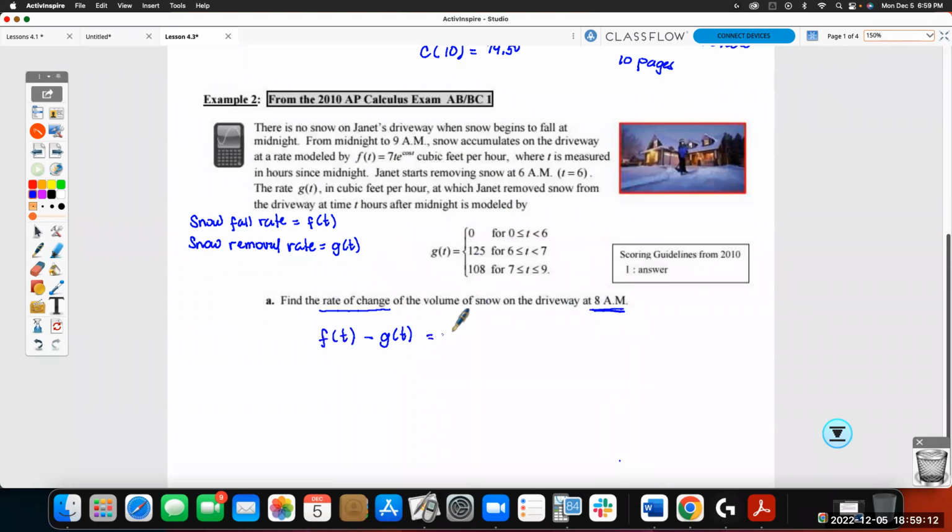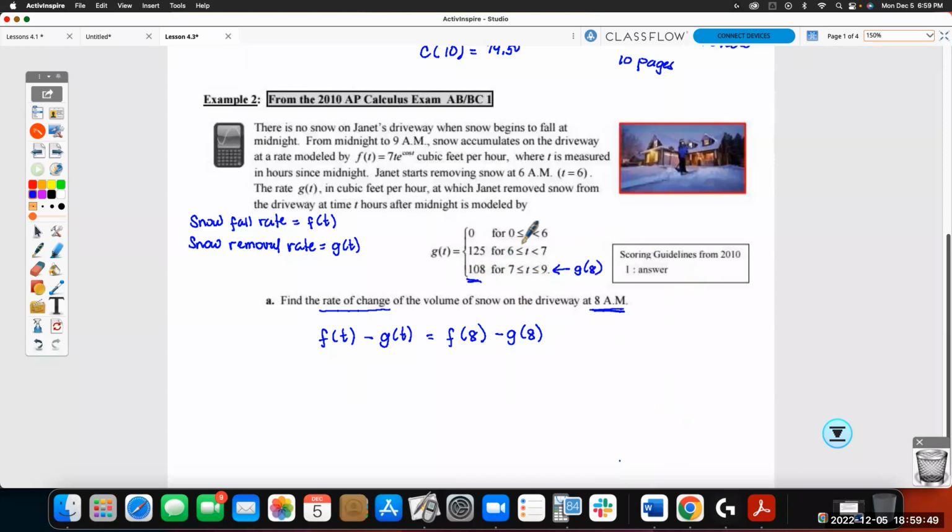So that means we want f of 8 minus g of 8. So at what rate is the snow falling at 8 a.m., and what's the rate at which Janet is removing snow at 8 a.m.? That difference is the rate of change in the volume of snow. We have our g of 8. Since t is 8, it's between 7 and 9. So this is your g of 8. g of 8 is equal to 108.